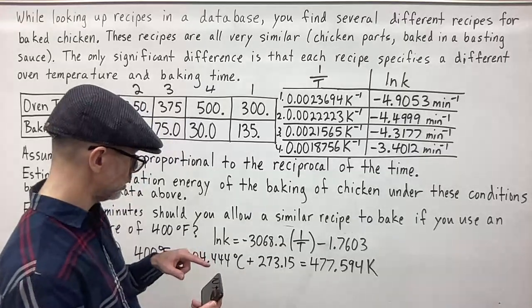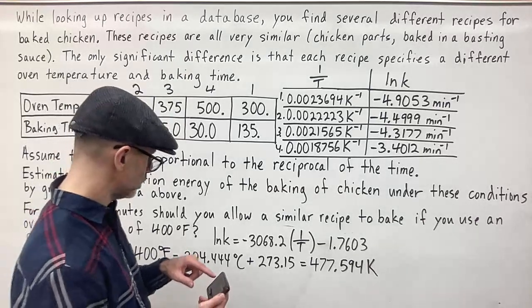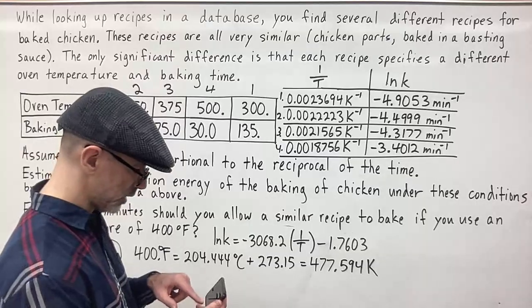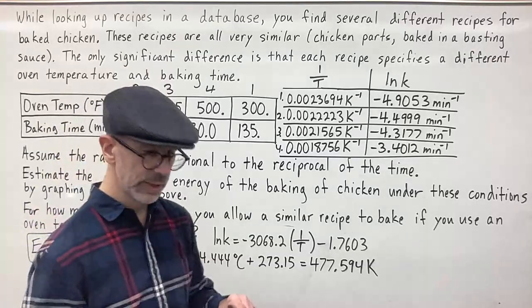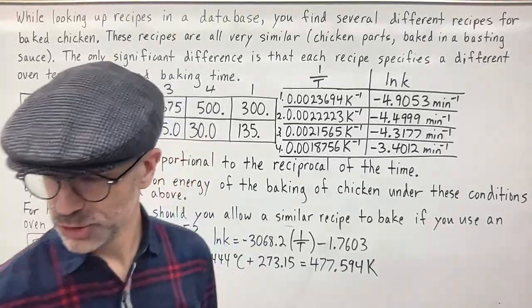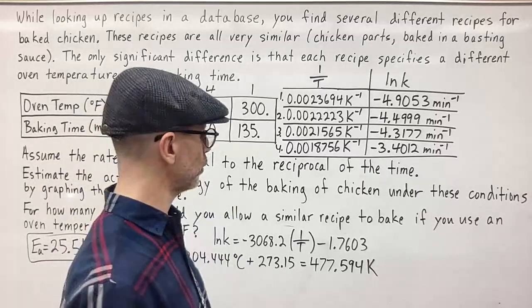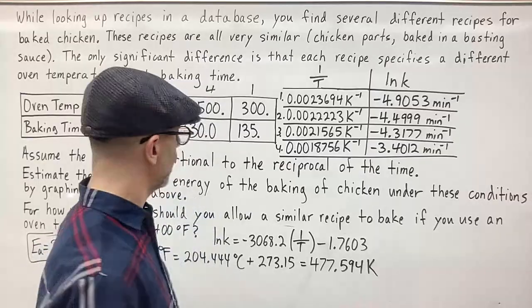Let's see, 1.7603 equals, and I get, okay, so I made a mistake, but it's a minor mistake, so let me point it out. I was going to talk about this a little bit later, but I'll talk about it now.